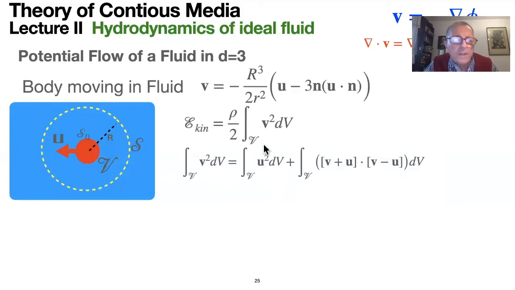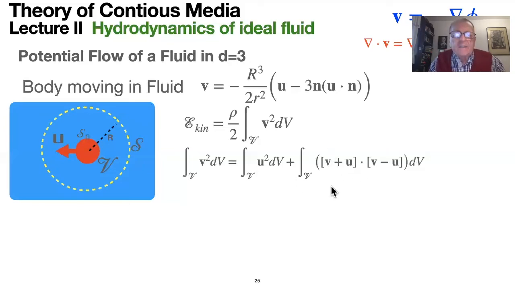But what is that? Now I will do the trick. I will write the velocity as the velocity plus the velocity of a sphere, u, in a scalar product with the velocity minus u. Using simple algebra, if I do this multiplication, I will immediately get v squared plus u squared. If we look at the expression for the velocity calculated so far, I have to subtract the term.